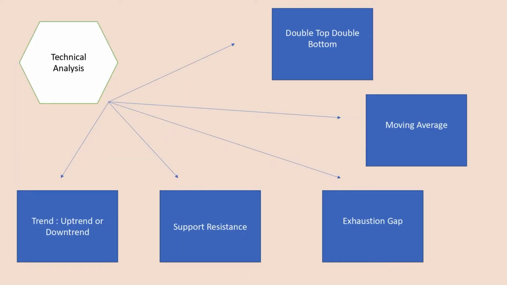Technical analysis. There are so many methods for technical analysis, but here I just give you 5 examples. First is double top, double bottom. Second is moving average. Third is exhaustion gap. Fourth is support resistance. And last, trend, uptrend or downtrend.